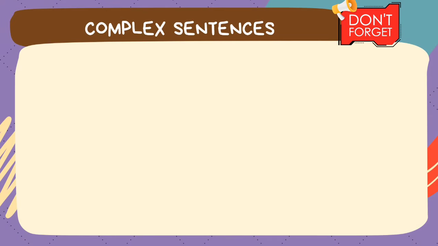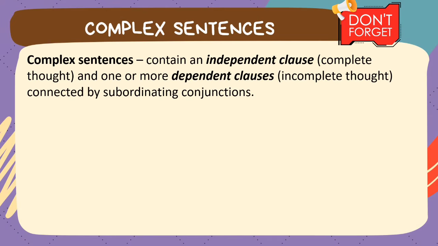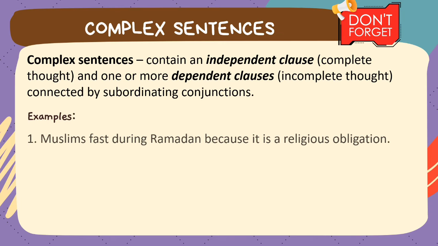Let us now have the last topic for this week: complex sentences. Complex sentences contain an independent clause, or complete thought, and one or more dependent clauses, or incomplete thought, connected by subordinating conjunctions. Let us have some examples.